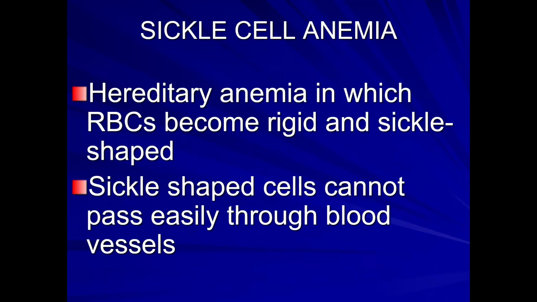Sickle cell anemia. I remember in private practice, I had a young boy with sickle cell anemia. It is a hereditary type of anemia in which our red blood cells become rigid and sickle shaped. And because they are sickle shaped, they can't pass easily through blood vessels.